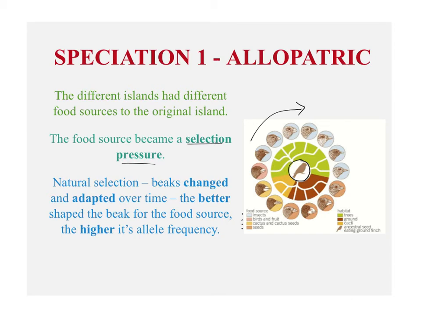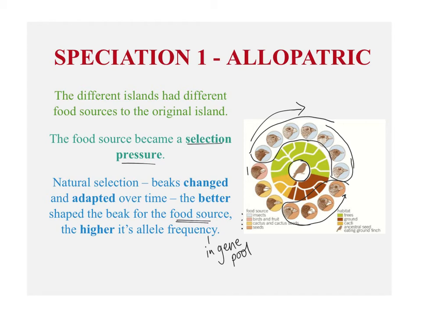And you can see now that each of these different food sources has very different shaped beaks. So the ones that still eat seeds have quite scooped beaks, for example, whereas the ones that rely a lot more on insects for a food source have slightly more pointed and narrow beaks, almost to do a little bit more of a jabbing motion. Now, the better shaped the beak for the food source, the more advantageous it's going to be, the more likely that that individual is to survive and reproduce and then pass on the alleles, and therefore the higher that beak's allelic frequency in the gene pool of that population. Remember, by the population, we're talking about the individuals on the specific islands.